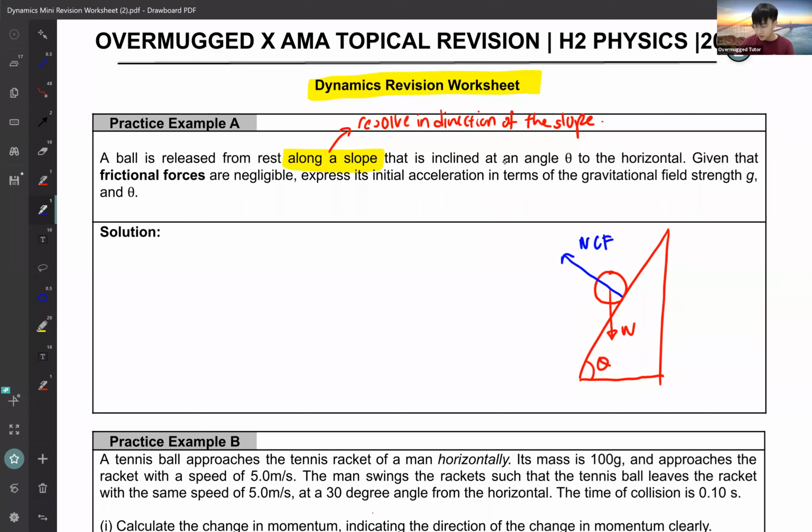All right, and now it gets a bit challenging because you're like, wait, what? How do I resolve this? And how do I find the resultant force? So remember, what was the trick? Resolve it along the slope. That's it. You know that the ball will roll down the slope. So you only care about the direction of the slope. In other words, which axis do you resolve for? Just this axis lah. That's it.